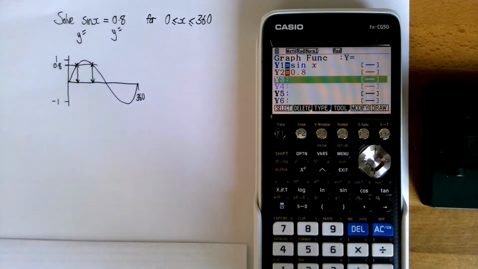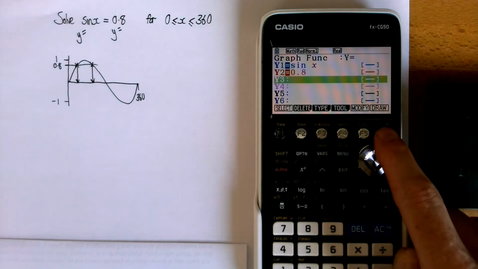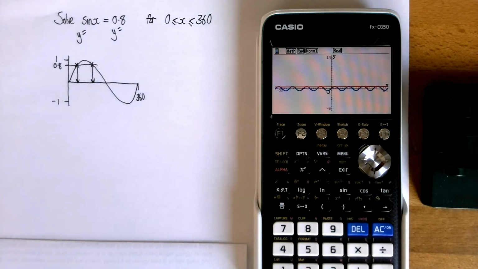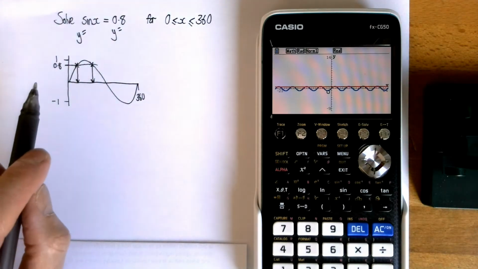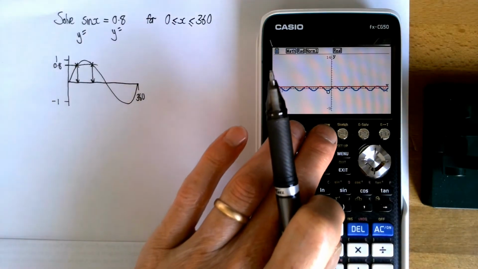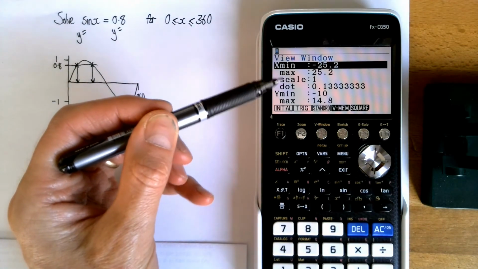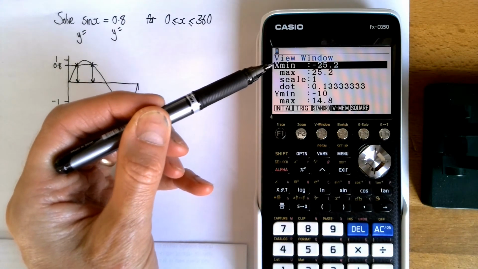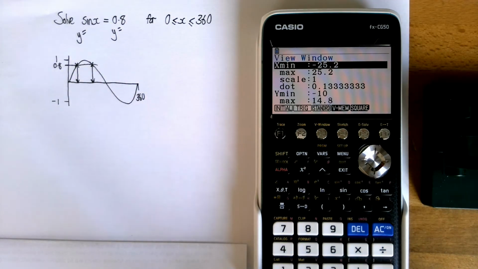And now I'm going to draw it. At the moment, the axes are going to look odd when we draw it, so I'm going to change my axes to something that looks a little bit more like my graph here. This requires the use of the V window button. Don't worry about the scale and the dot values, just look at the min and the max. The x minimum I want to plot from 0 to 360, so I just type 0 and EXE and 360 and EXE.